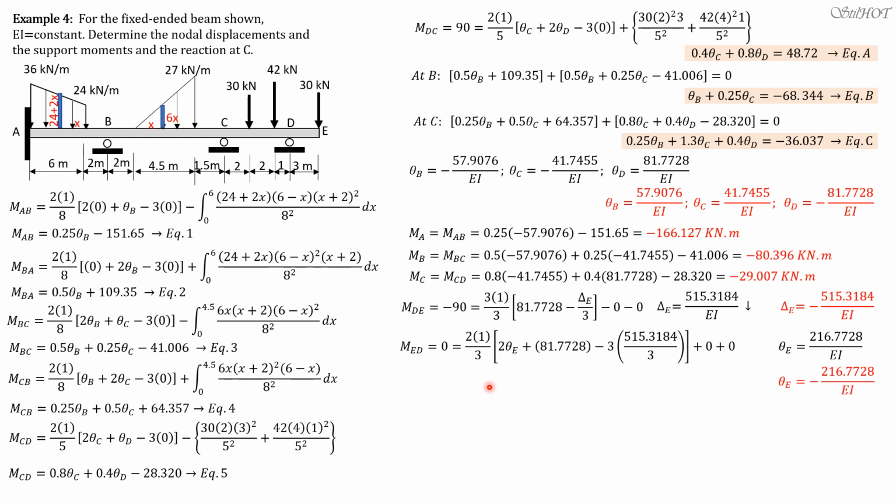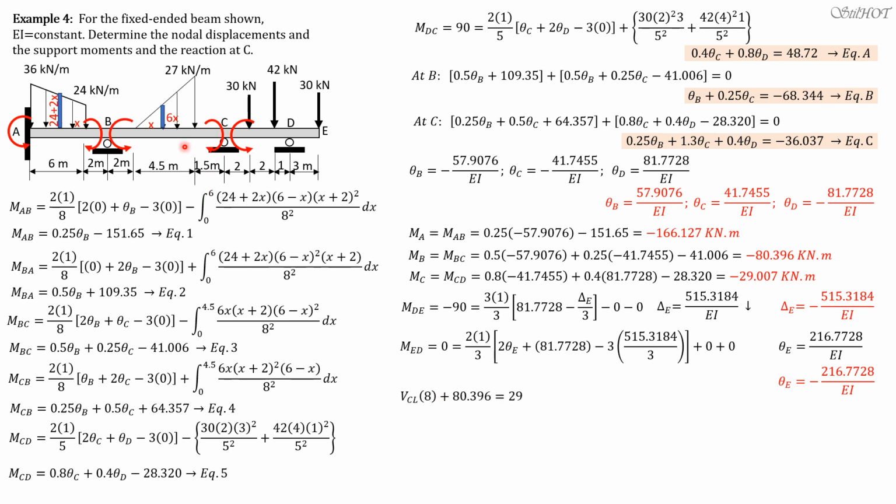So that's it. Then for reaction at C, we consider BC. We sum up moment about B equals 0. So shear at C just to the left times 8 plus the moment at B, or moment BC, which is 80.396. Let's put the moments in the direction so that will be our guide to solve for shear at C just to the left.